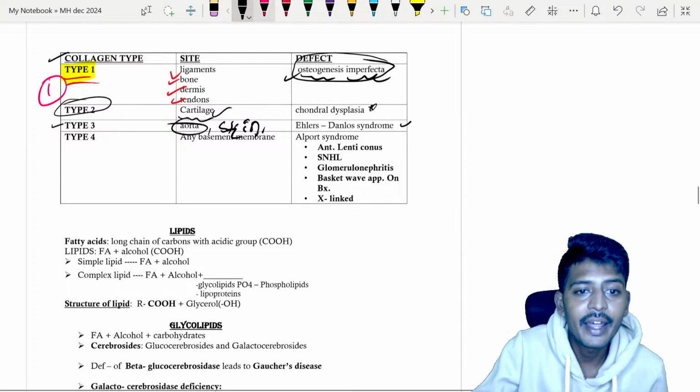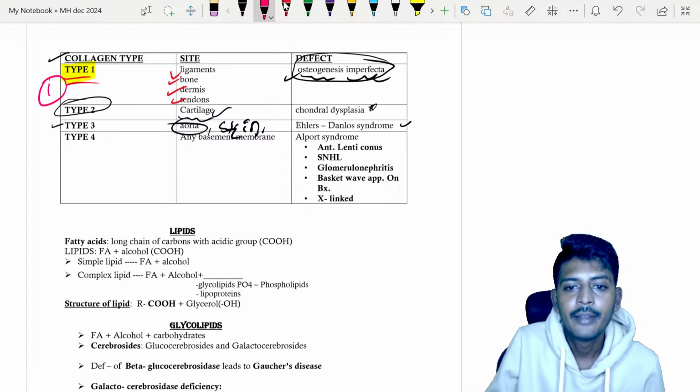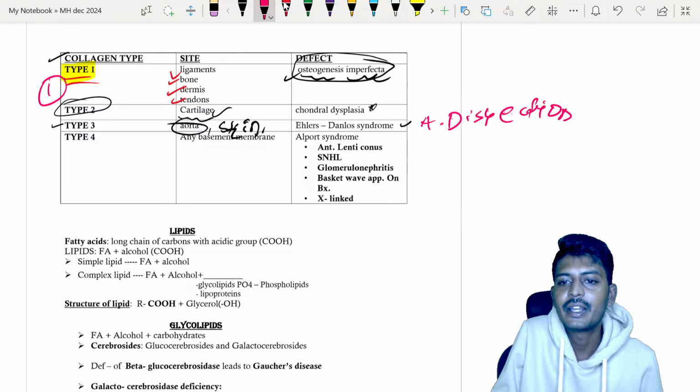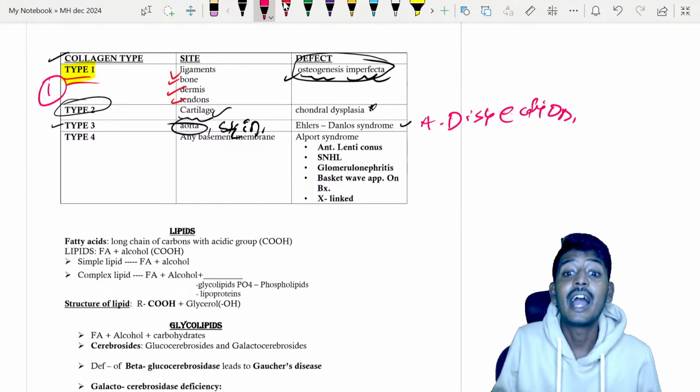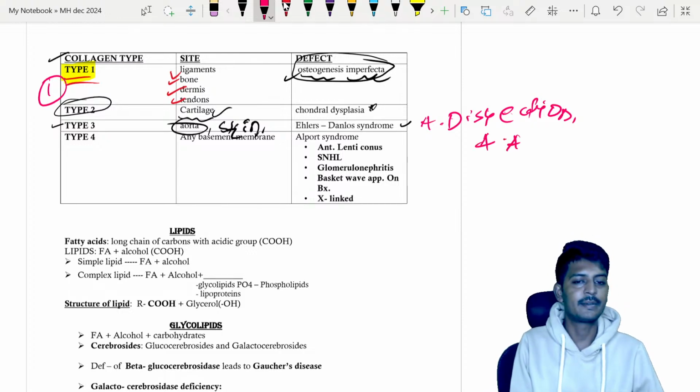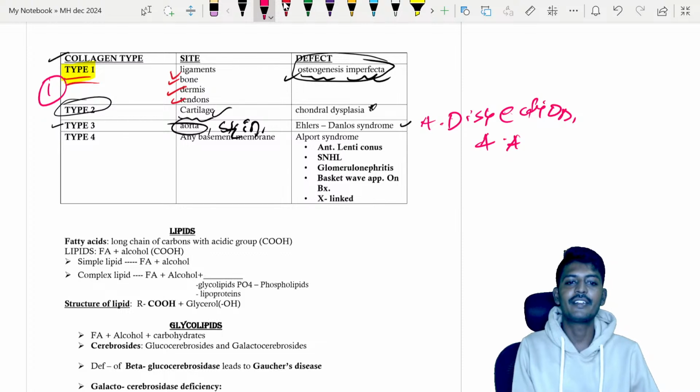Ehlers-Danlos syndrome. And they are also at a risk of developing diseases such as aortic dissection. Along with the aortic dissection, patient can also have aortic aneurysm. These two are possible diseases associated with type 3 collagen defect. So that is your Ehlers-Danlos syndrome.